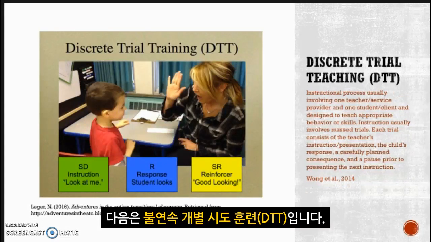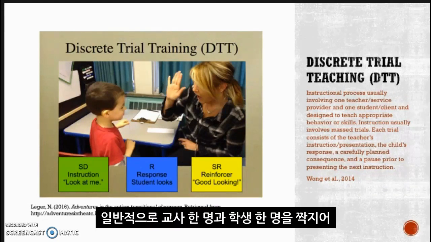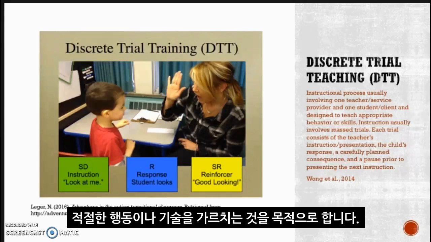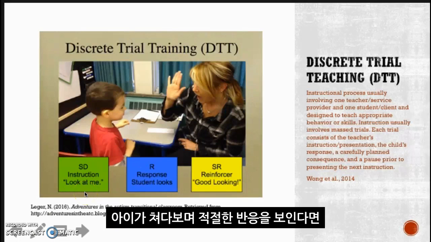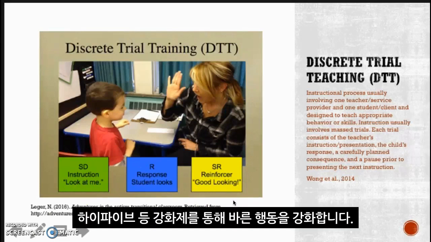Discrete trial teaching. Instructional process usually involves one teacher or service provider and one student or client, and is designed to teach appropriate behavior or skills. So the instruction would be, look at me. The response from the student is the student looks at you, and then the reinforcer is good looking, and maybe she gives him a high five.